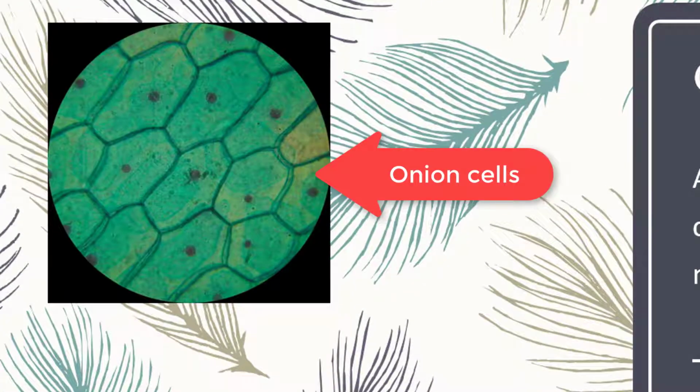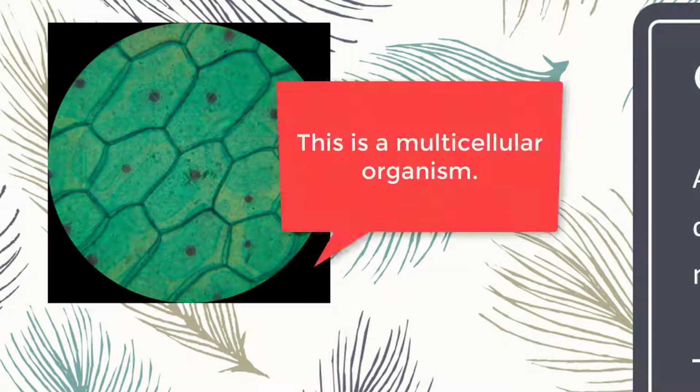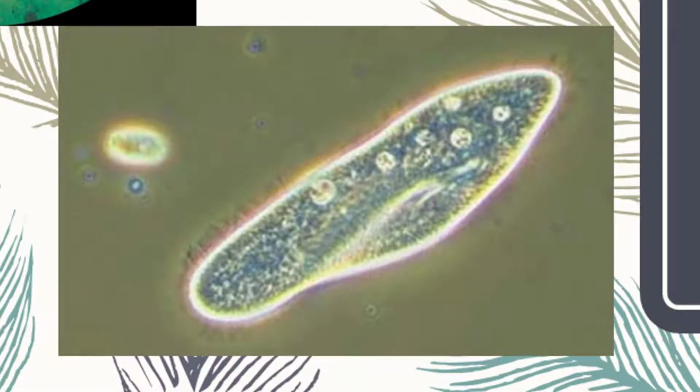So here you see cells from an onion, and you can see that this is made of many cells working together. These are what you typically think of as living things, the things that are made of many cells. But there are also some organisms that are made of just a single cell.